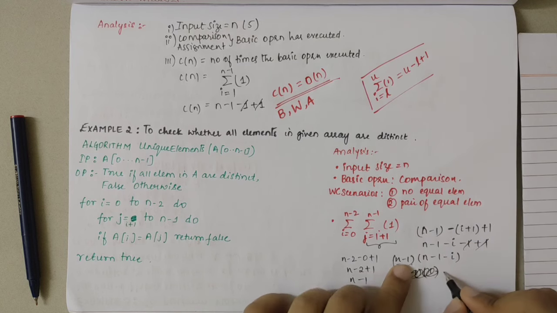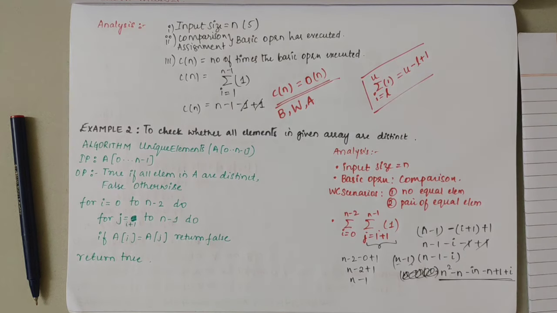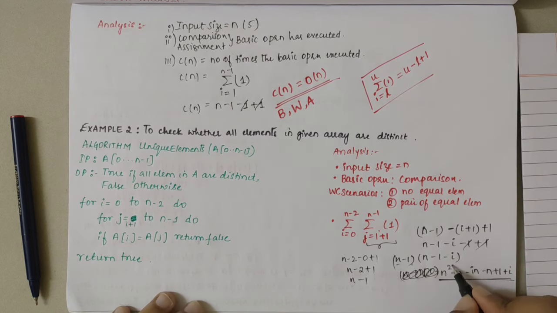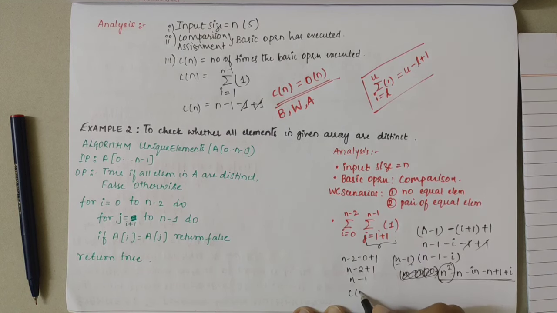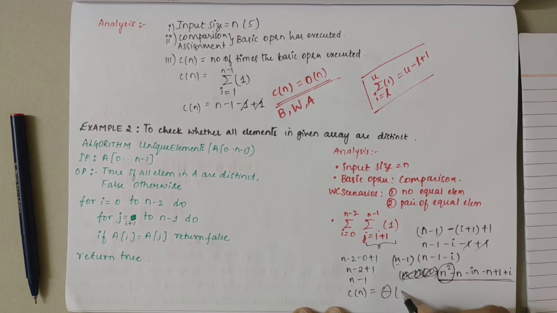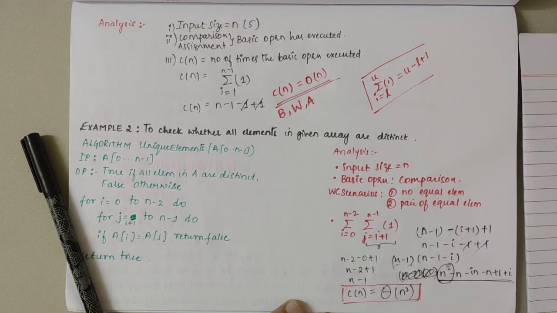So let me multiply these. I get n square minus n minus in minus n plus 1 plus i. So this is what I've got. Neglecting the other constant parts, I have n square here, so let me consider the highest value, n square. I can write that C of n can be written as, considering the worst case, theta of n square. So for the worst case scenario of the unique element problem, I have got theta n square.